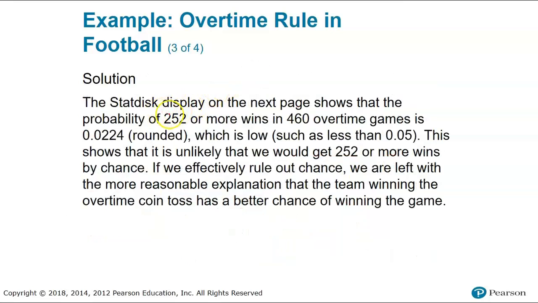Okay. So it shows it's unlikely we would get 252 or more wins by chance. If we effectively rule out chance, we're left with the more reasonable explanation that the team winning the overtime toss has a better chance of winning the game. So basically, what that's saying is that if it's very unlikely that it happened by chance, then there must be something to the theory that winning the toss affects the outcome of the game.